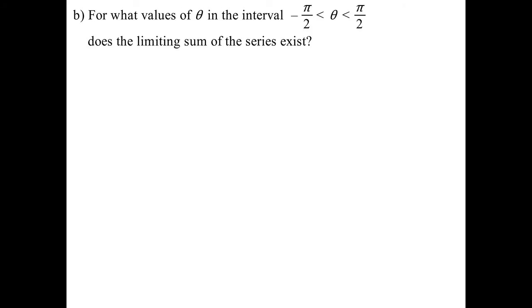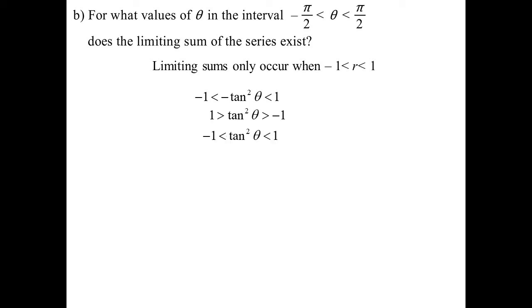Now we're looking at angles in between minus pi on 2 and pi on 2. So when does that limiting sum exist? Once again, we know it's going to be in between minus 1 and 1. So minus tan squared has to be in between minus 1 and 1. Well, multiply everything by minus 1, change the sign, you change the sign. Mind you, in this case, we still end up with the same inequality. So tan squared is also in between minus 1 and 1. Take the square root of both sides, and we get that tan theta is in between minus 1 and 1.